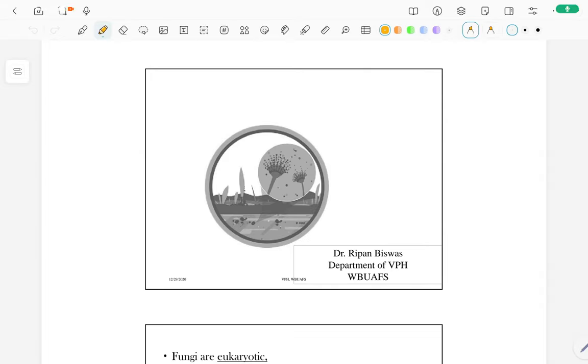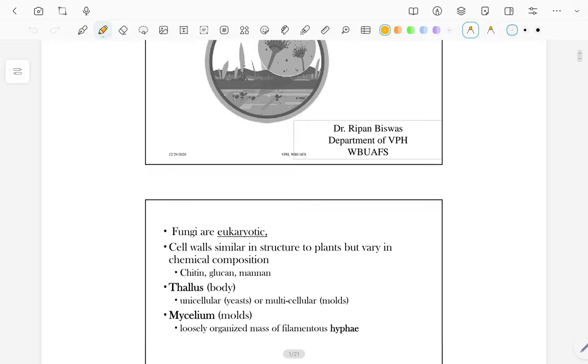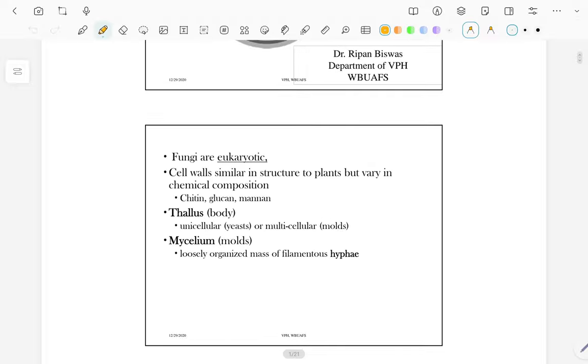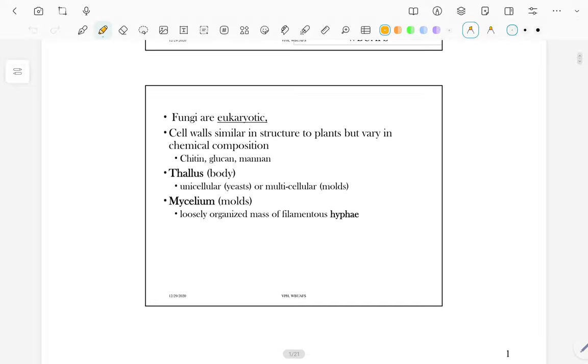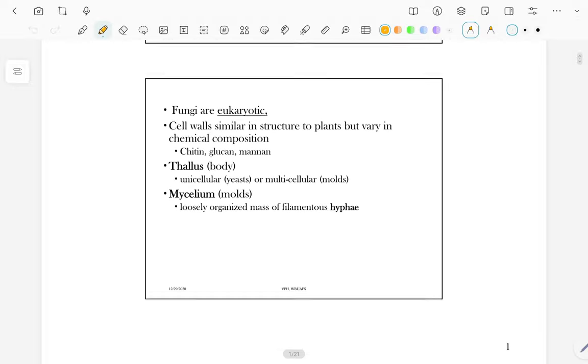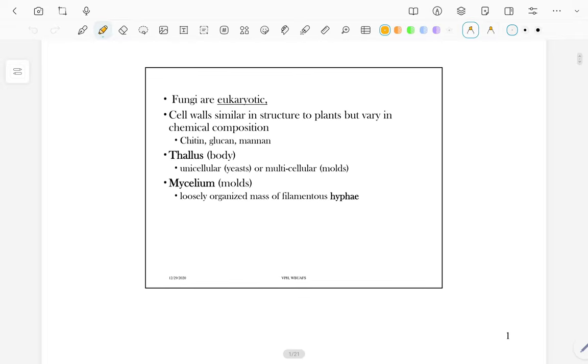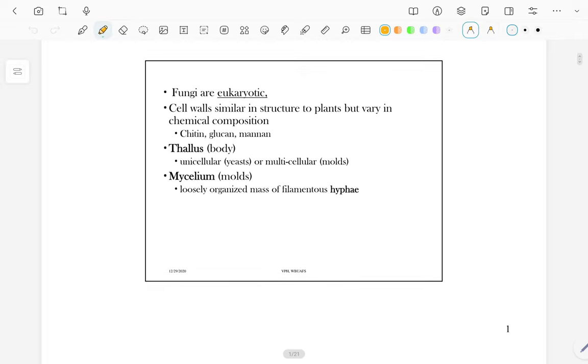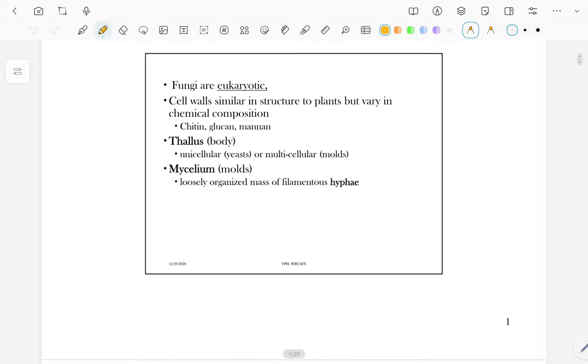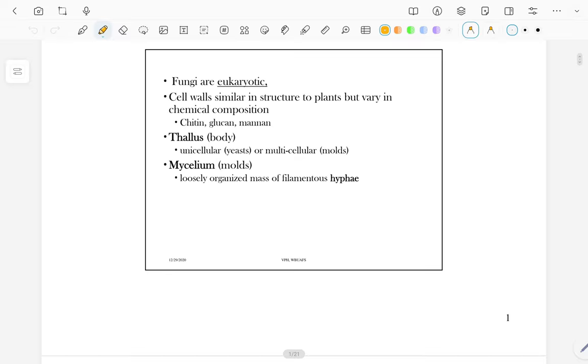Fungal zoonoses, or mycosis. Fungi are eukaryotic, with cell walls similar in structure to plants but varying in chemical composition: chitin, glucan, and mannan. The body is either unicellular yeast or multicellular mold. Mycelium molds are a loosely organized mass of filamentous hyphae.